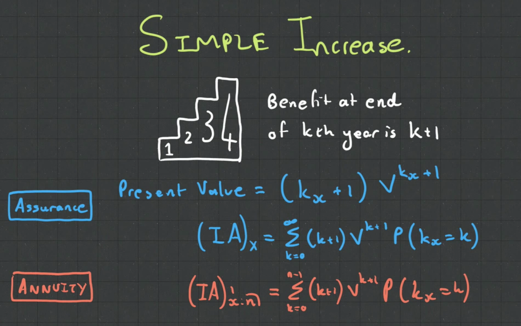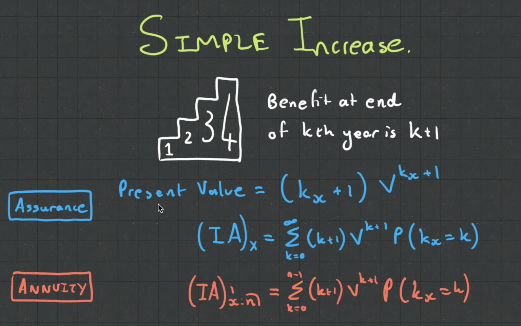We're talking CT5, Chapter 6. This is part 3. There have been another 2 previous videos, so watch them before you watch this one. But this one we're talking about simple increasing benefits. And what this means is that your benefit is going to be increasing just how this diagram shows. You're going to get 1 in the first year, 2 in the second year, and so forth.